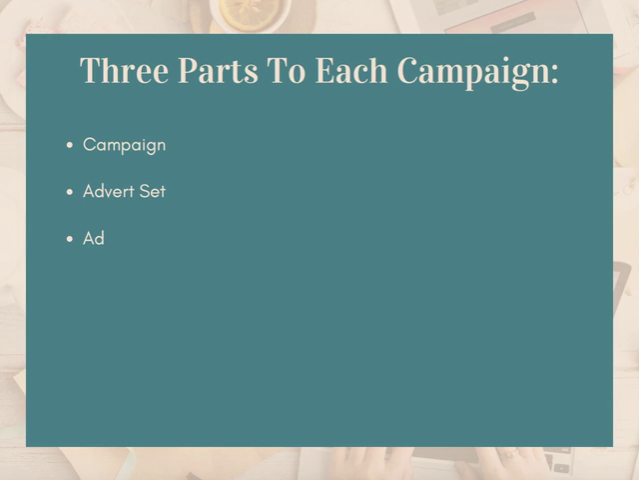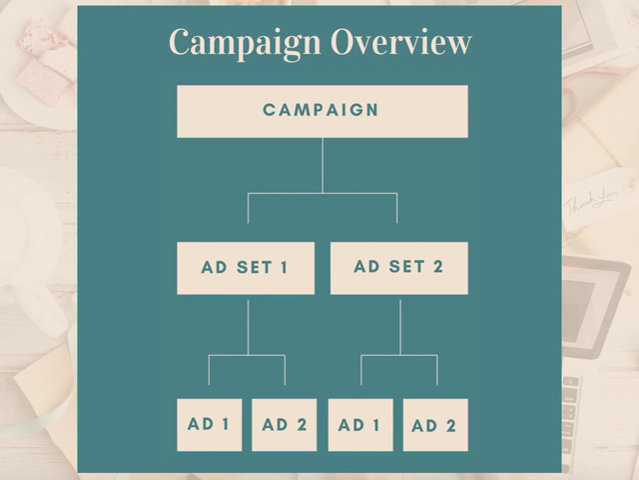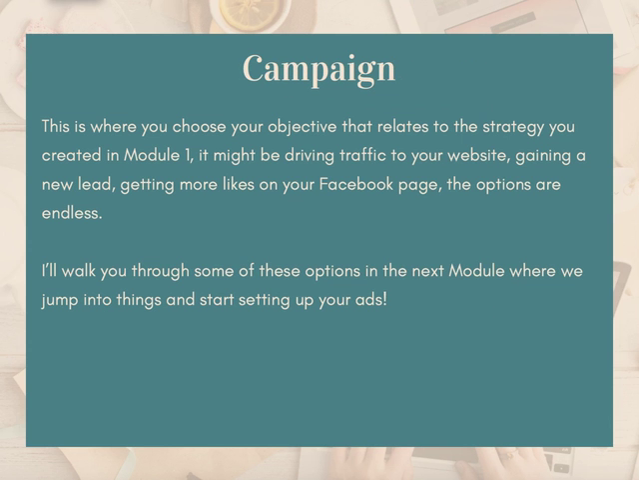So there are three parts to each campaign. So obviously the campaign, which is the overall one, advert sets within that, and then ads that sit within that. So as you can see here, you've got one campaign. The ads sit below that. The ad sets sit below that, so you can have as many as you like within that second tier that sit under the campaign, and then again the ads sit under each advert set, and you can have as many as you like of them as well. So I'm going to go through each one by one now.